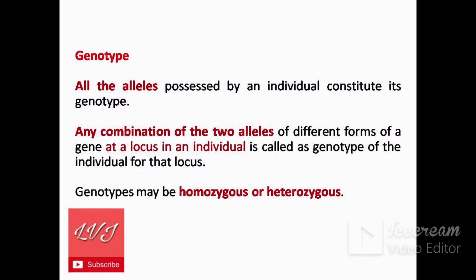All the alleles possessed by an individual constitute its genotype. Any combination of two alleles of different forms of a gene at a locus in an individual is called the genotype of the individual for that locus. Genotype may be homozygous or heterozygous.